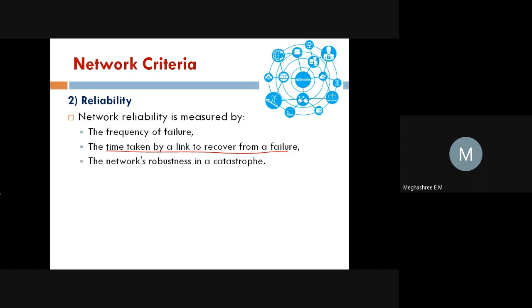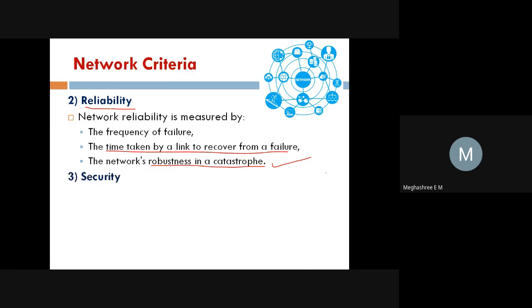The third point is the network's robustness in a catastrophe. In case the network setup is destroyed, how far does it recover? That also counts toward the reliability of the network. So the reliability of a network is measured based on the frequency of failure, the time taken by a link to recover from a failure, and the third one, the network's robustness in a catastrophe. These are the three points.